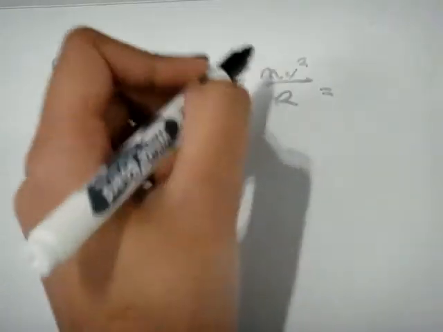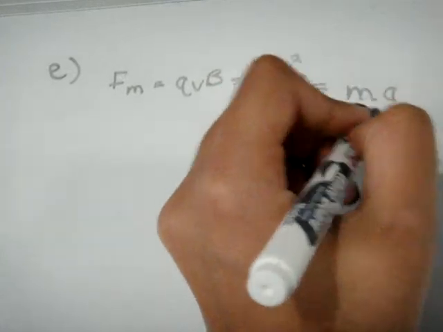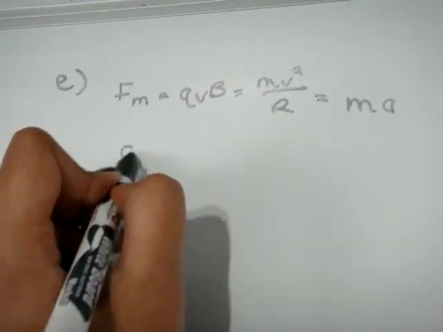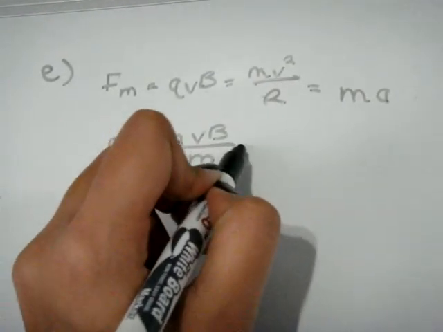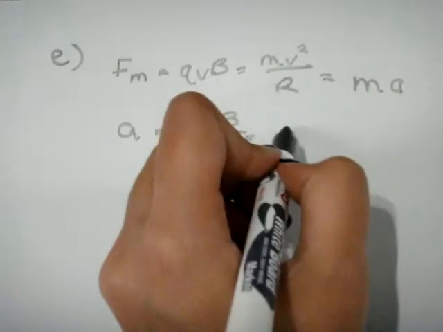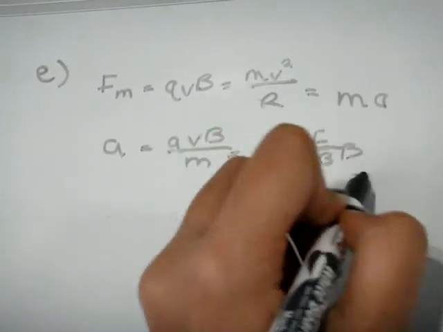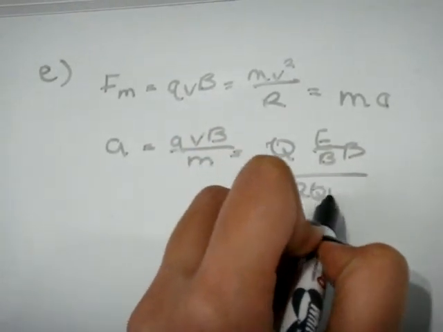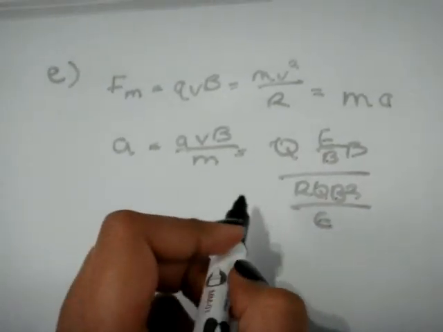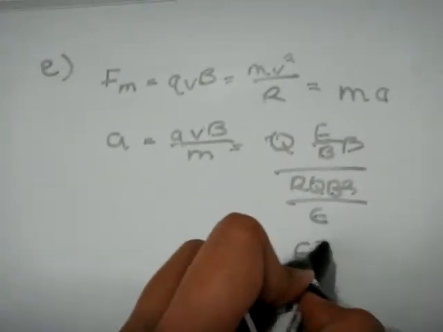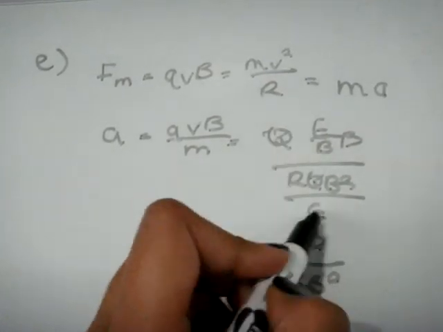And obviously, using Newton's second law, force equals ma. So now all we basically have to do is solve for a. So we have a equals qvB over m. And now we just substitute the values we know. We're allowed to keep q. v we found is E over B. We have a B, and then m is rqB squared over E. So now when we cancel and solve for this, we end up with E squared over rB squared, because the q's will cancel and E goes to the top.